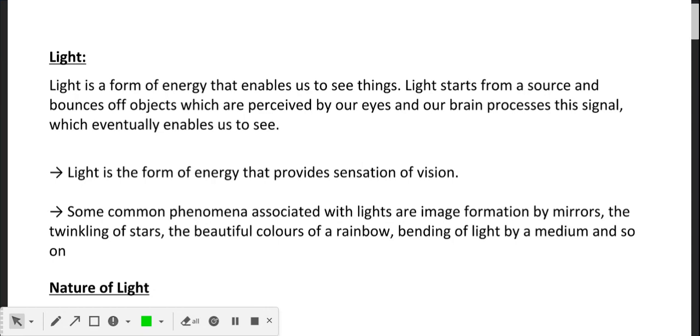Some common phenomena associated with light are image formation by mirrors, the twinkling of stars, the beautiful colors of a rainbow, bending of light by a medium, and so on. There are a number of things which are happening near you. Just observe those things. For example, when the ray of light is coming from a window, it is changing its medium, right? From air to glass, then glass to air again. So you can see the whole universe is surrounded by or based upon light only.